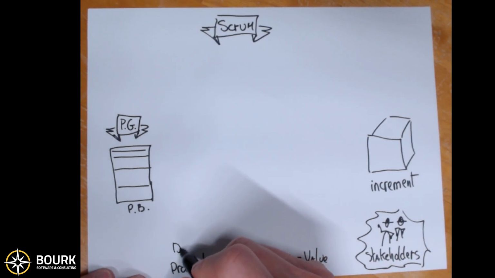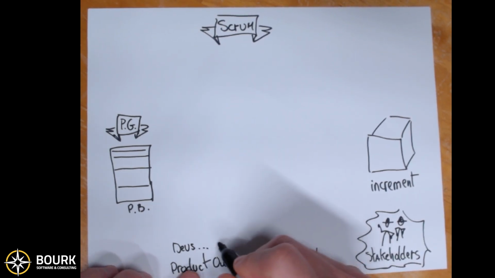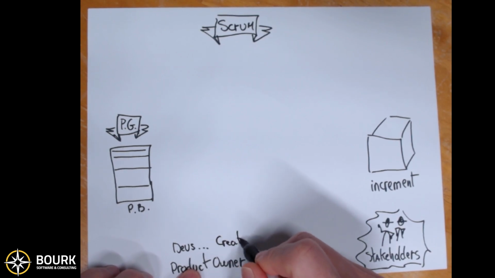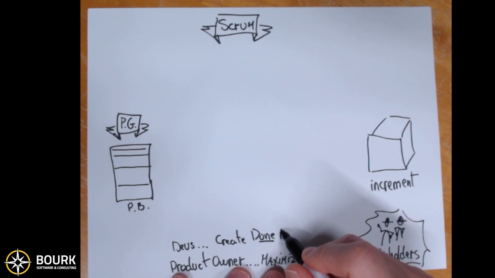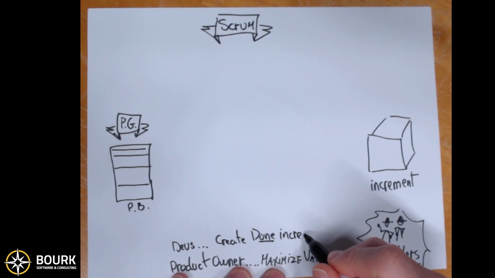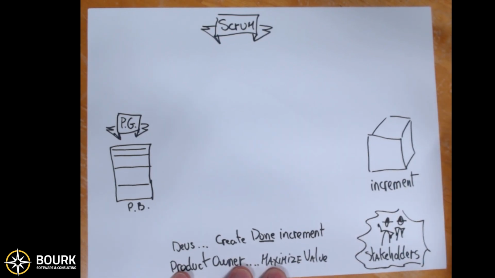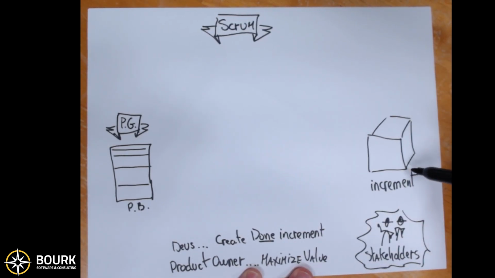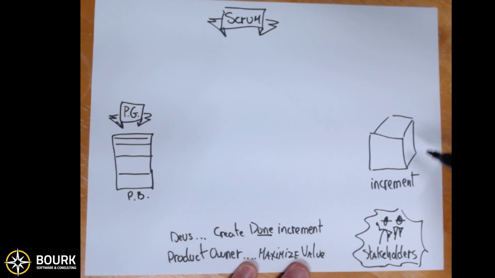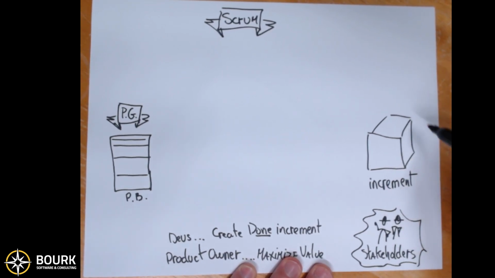So the product owner needs a bunch of devs, and their mission is to create a done increment. And done here in Scrum means high quality of something that works. It may not be complete, like we may be missing features, but done means that this version of the increment works. You can ship it.